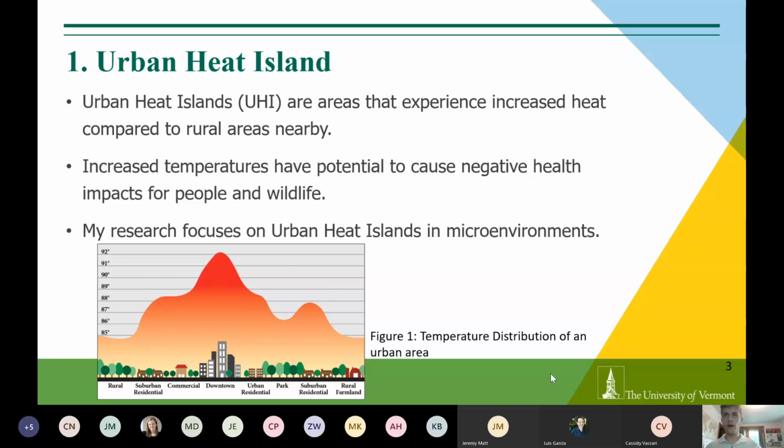And here is a figure of the temperature distribution over a city, where you can see that the downtown area has the hottest temperature, which is about 5 degrees hotter than the rural areas nearby. And that's not my specific data, but this is an example of an urban heat island.